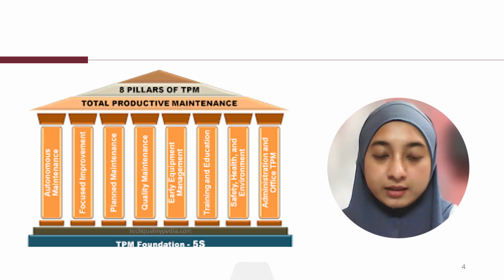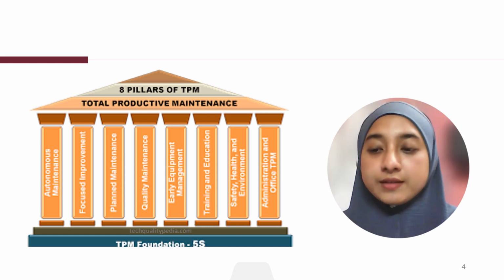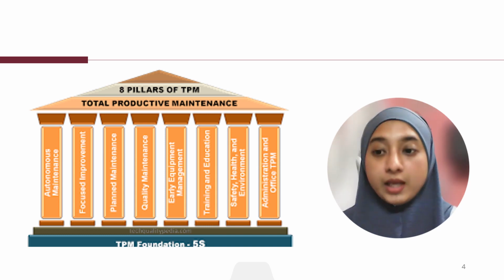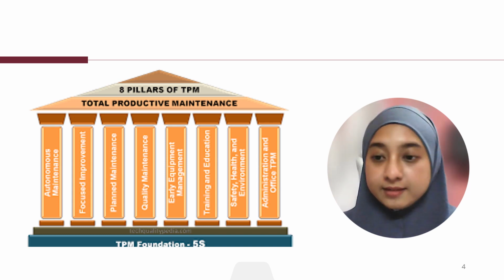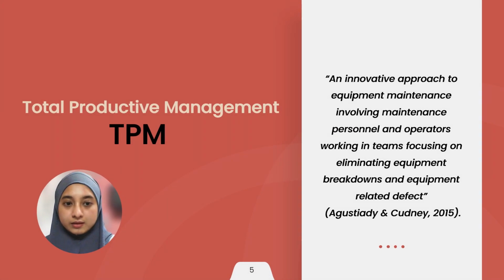So this is the diagram of the pillars of TPM, with 5S serving as the foundation of the traditional approach of TPM, which was created in the 1960s and consists of supporting activities, also known as pillars. Hi, today I'm going to cover Total Productive Maintenance, TPM. So what is TPM? TPM is an innovative approach to equipment maintenance that involves maintenance personnel and operators working in teams that focus on eliminating equipment breakdowns and equipment related defects.